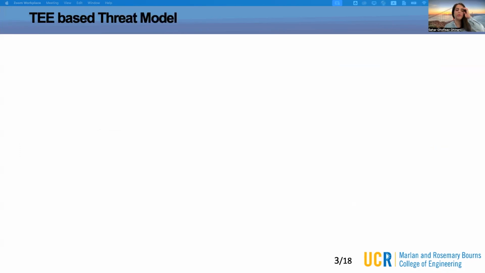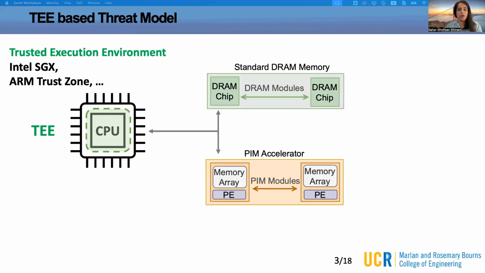Okay, so now let's see what these vulnerabilities are that we're talking about. Trusted execution environments, or TEEs, are proposed to ensure the confidentiality and integrity of sensitive data and code, and the data within the TEE is protected from attackers. Intel SGX and ARM TrustZone are some examples of these TEEs.